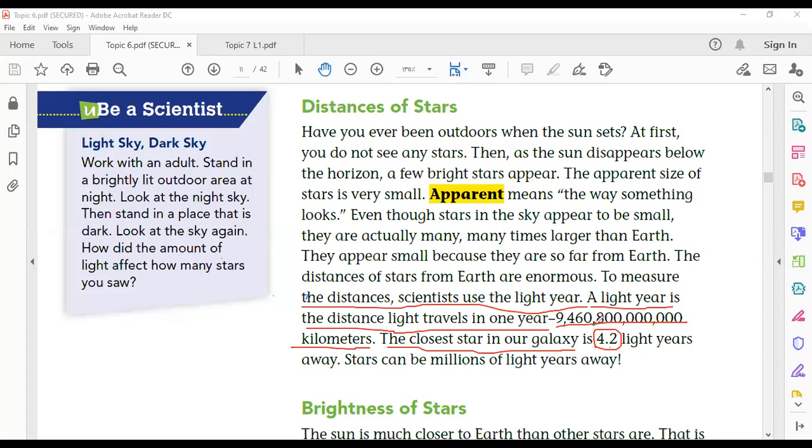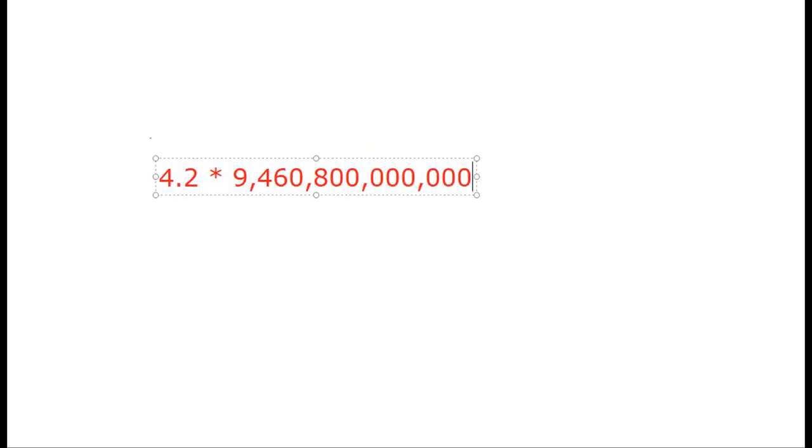The closest star to us is 4.2 light years, and the light year is 9 trillion 460 billion 800 million, then 6 zeros. 1, 2, 3, 4, 5, 6. It's a very huge number.